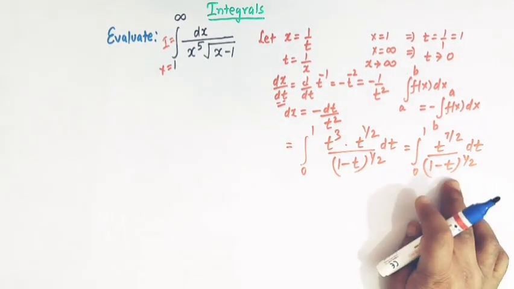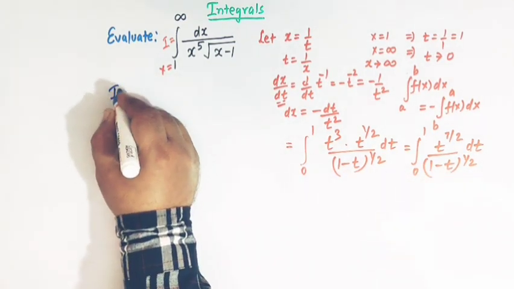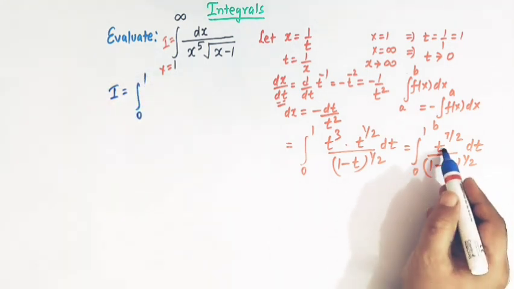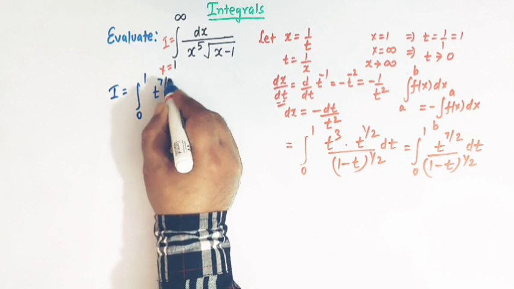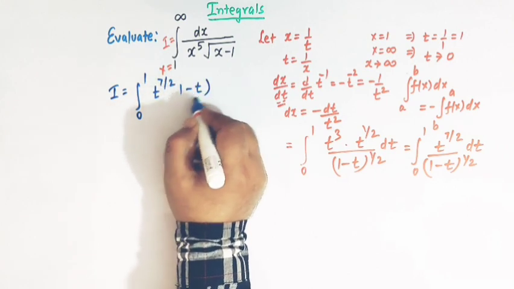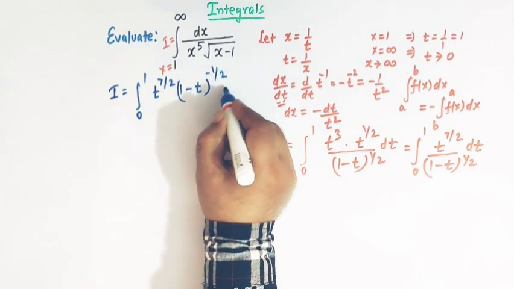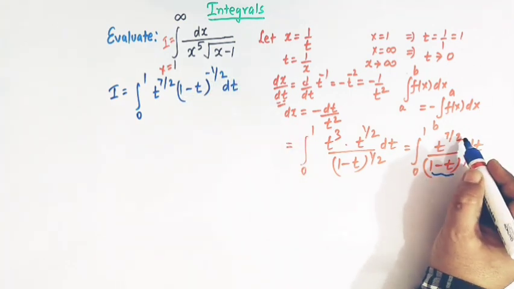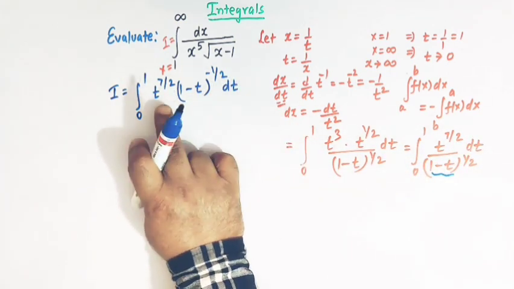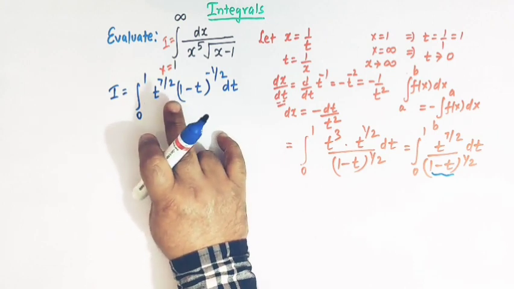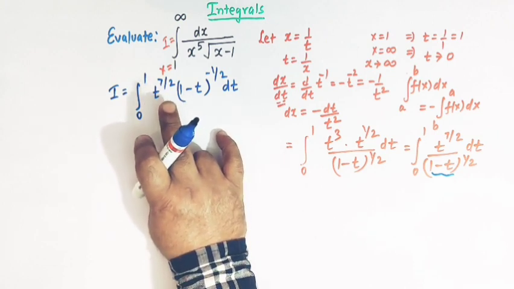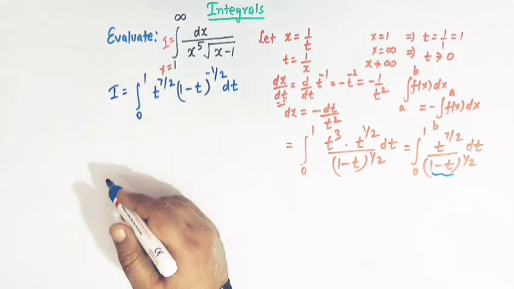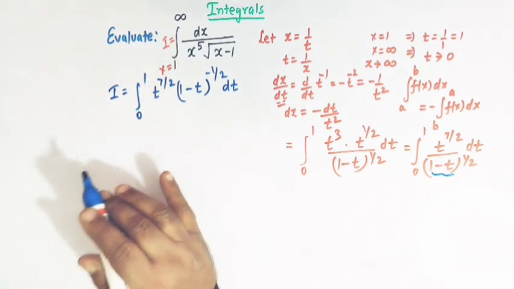So viewers, now this integral can be written as I, that is 0 to 1, t raised to 7 over 2 and 1 minus t raised to minus half, right? So we can take this term to the numerator. Now see, our aim is to convert this integral into the beta function, right? And beta function is also known as Euler's integral of first kind, right?